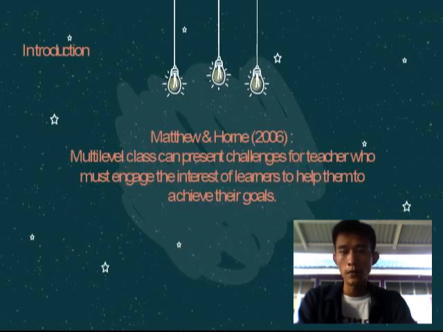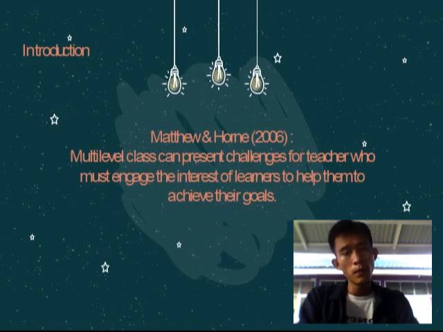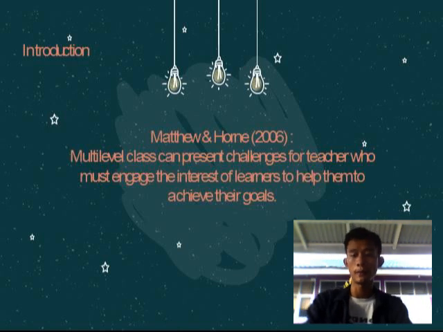Matthew and Horn 2006 also assumed that multi-level class can present challenges for teacher who must engage the interest of all the learners in their class while helping them to achieve their educational goal. So, in multi-level classroom, the teachers are challenged to use variety of materials, activities, and strategies to engage their interest in learning.